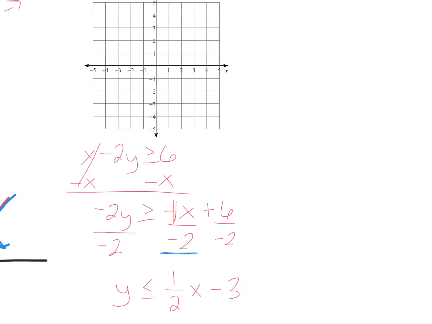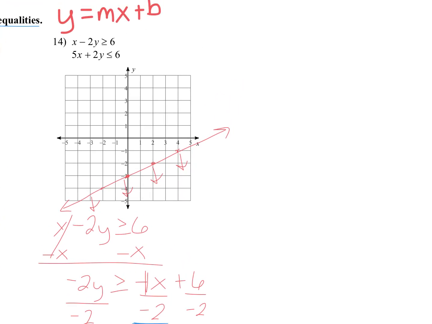I'm going to go graph it. So we start at that negative 3 on the y-axis, and I go up 1/2, and go all the way through. Solid or dashed? Solid. And then do I shade up or do I shade down? Yep, because it wants all the y values less than, so I want to shade down for all my less than values. Okay, that one's done. Let's move on to our second equation.